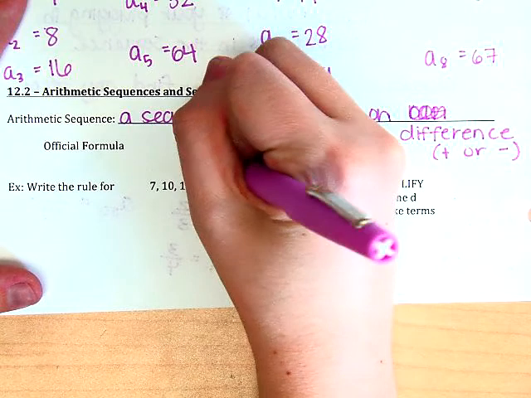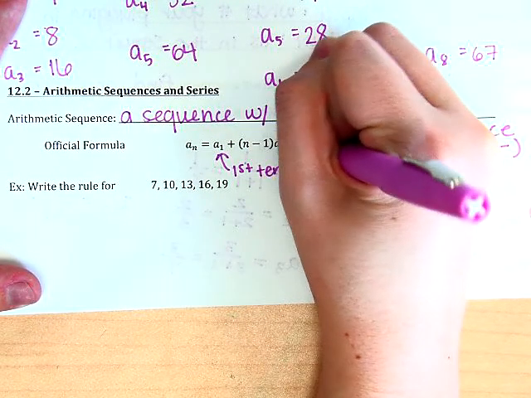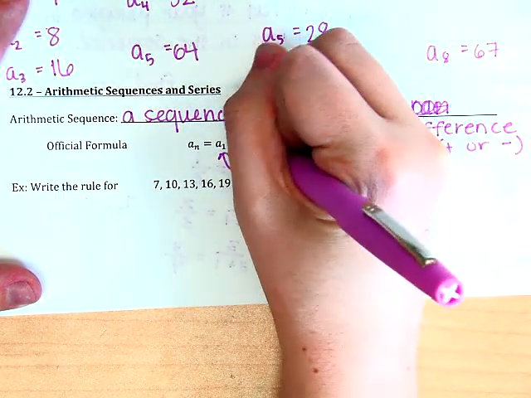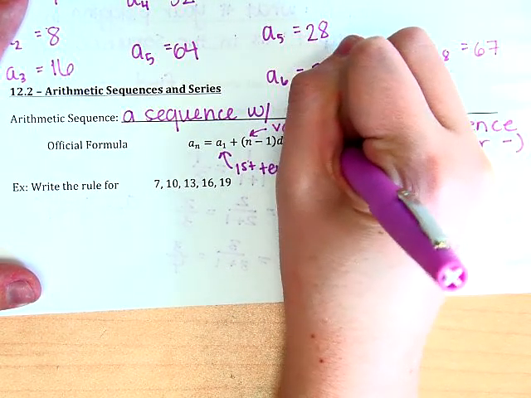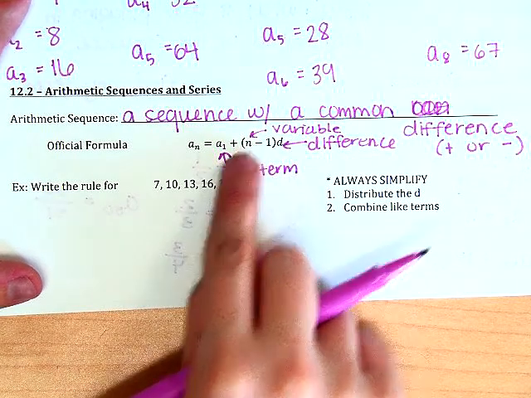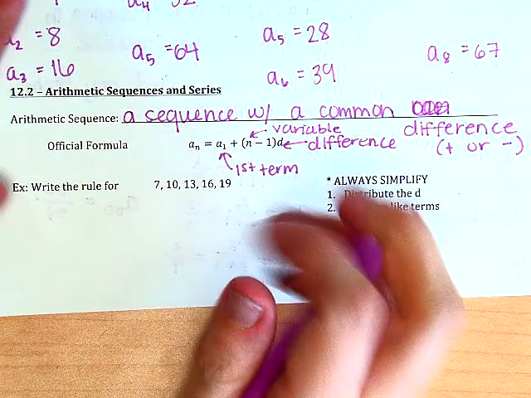That A1, that means it's my first term. That D, that's my common difference. And N, that's my variable. I don't do anything to my variable, it just stays as N. So if I want to write the rule to this thing, I need two things: my first term and my common difference.